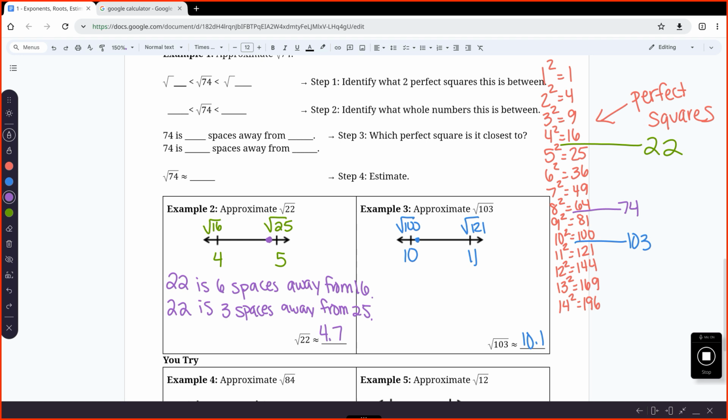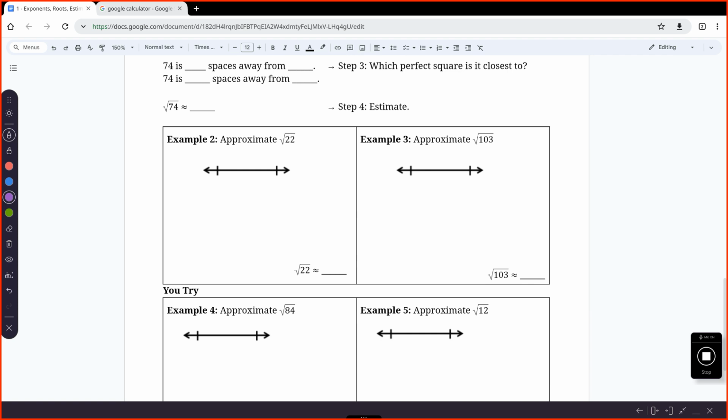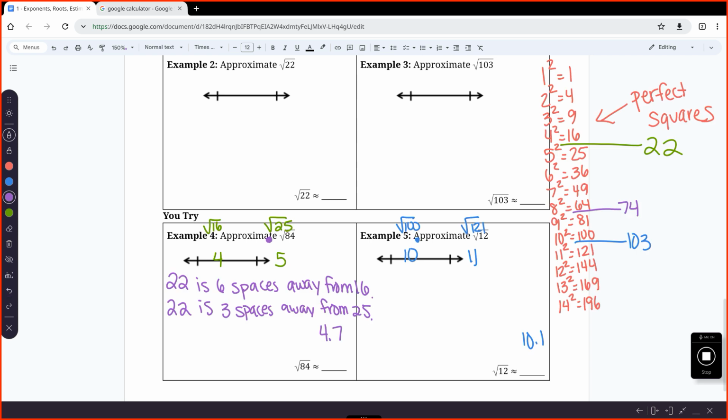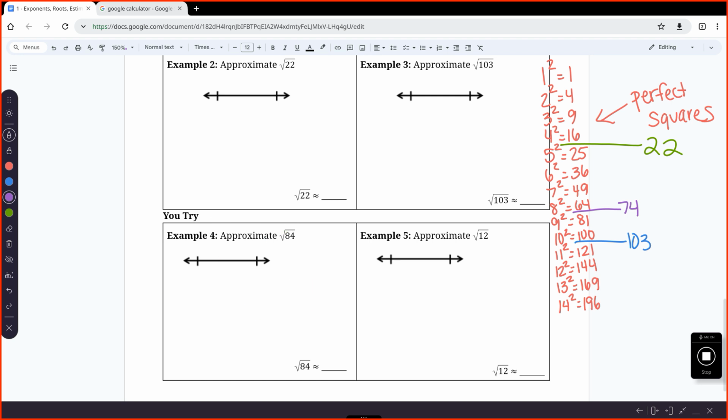All right. Now for the you tries, I want you to pause the video and try to do this on your own. And actually, I want my perfect squares to come back here. All right, so by now you should have paused it and you should have tried this on your own. So the square root of 84 is between 81 and 100.